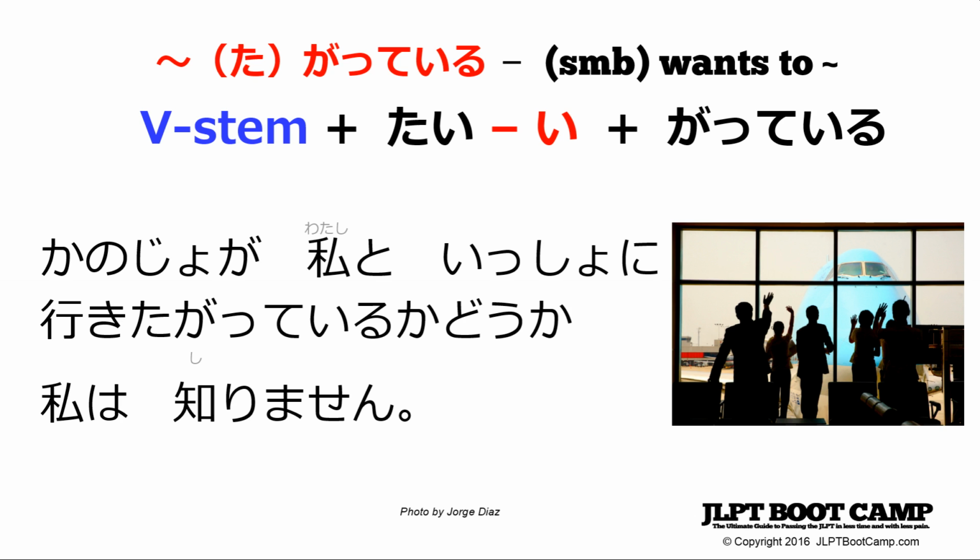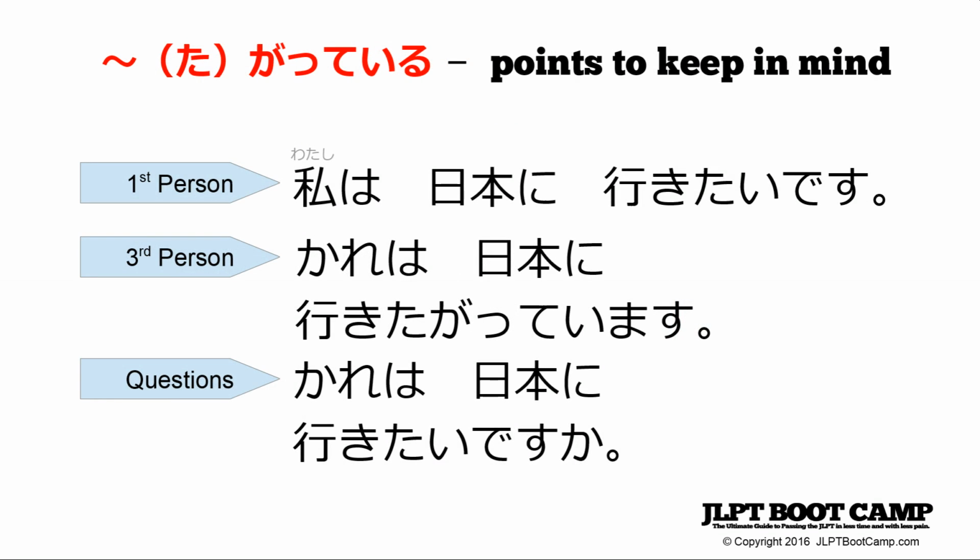And there are some things to keep in mind that you'll probably see on the test. For first person, when the subject is you, you would use tai. So for example, watashi wa Nihon ni ikitai desu. I want to go to Japan. But if the subject is a third person, you would always use this tagatteimasu. Although casually these days, I do see some people using tai to talk about third person. So you see it here and there.